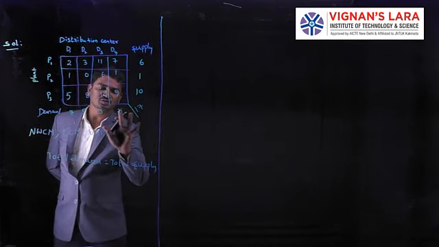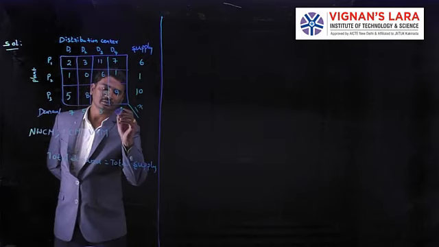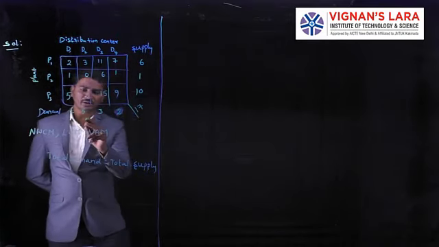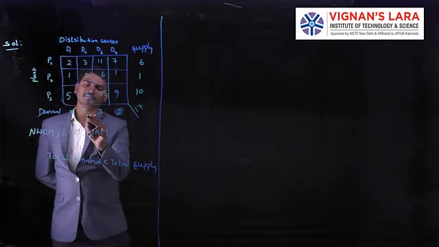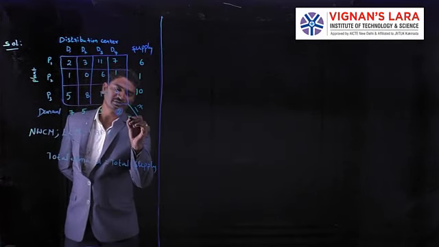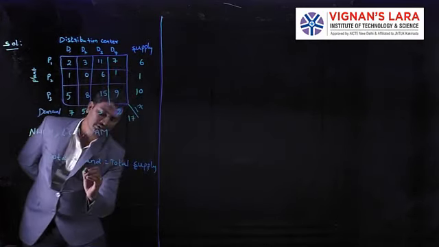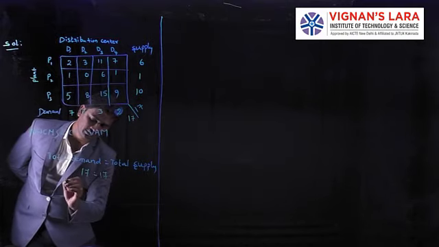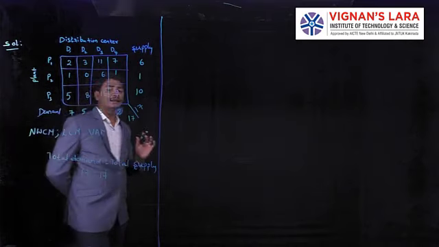Distribution center 4 is 2 million liters. Okay, I taken wrongly here. 2 million liters, distribution center 2. Next, coming to the demand: 7, 5, 3, 2. Total 10, 15, 17. Okay. The total demand is 17. The total supply is 17. It is satisfied. The given problem is in rim condition.